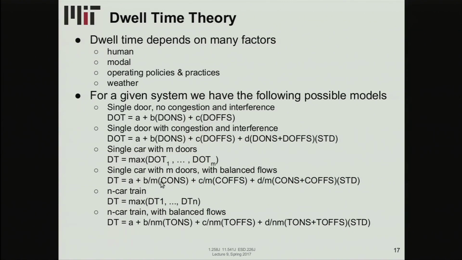If that train has several cars, then you have a model for each car in the train, and you take the maximum. So similar concepts. We were looking before at doors in one car, now we're looking at cars in one train. And if there are balanced flows, again, we can now divide by number of doors per car and number of cars per train. So we normalize the demand by the size of the train, the number of doors.